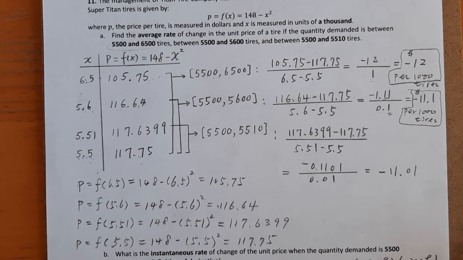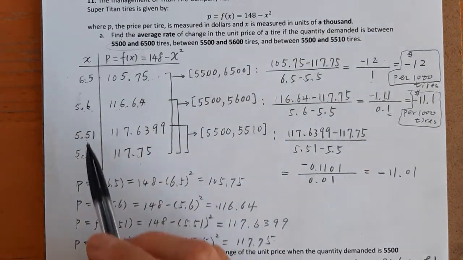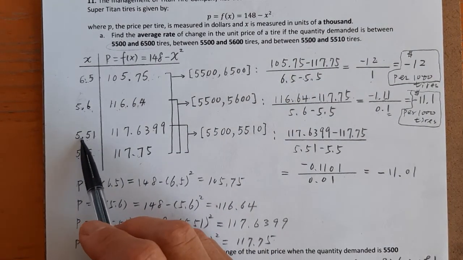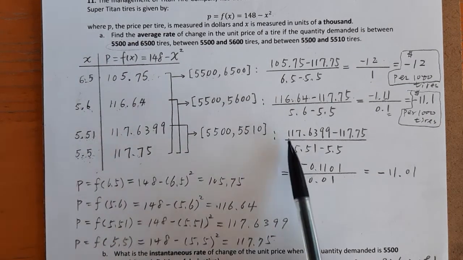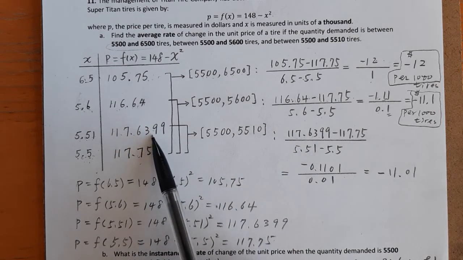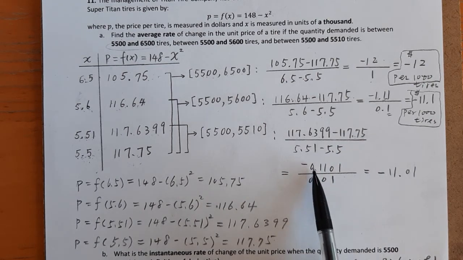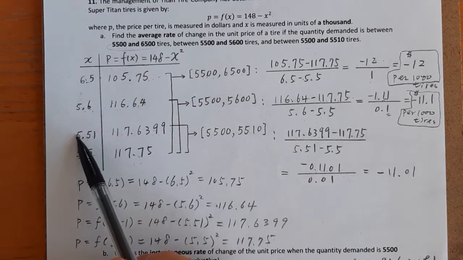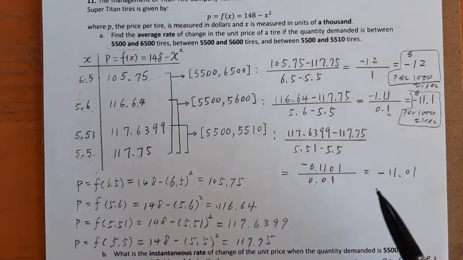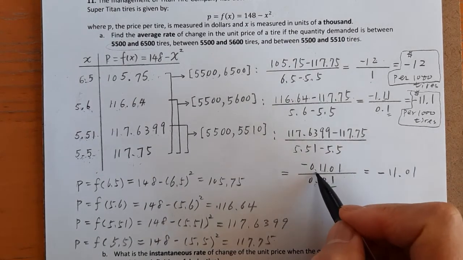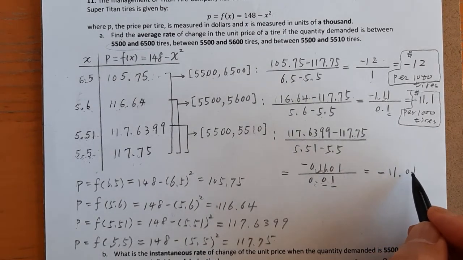Then the next interval is from 5.5 to 5.51. So we do 116.6399 minus 117.75, and you get negative 0.1101 over 5.51 minus 5.5, which is 0.01. Since here there are 2 decimal digits, you move the decimal point to the right 2 positions and get net 11.01.